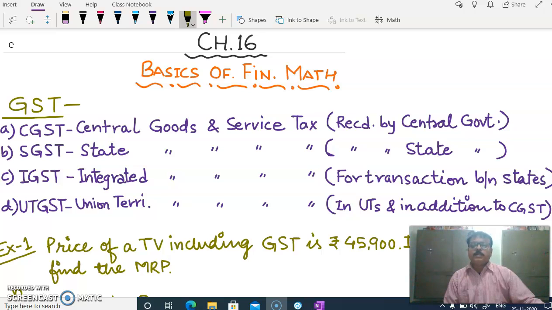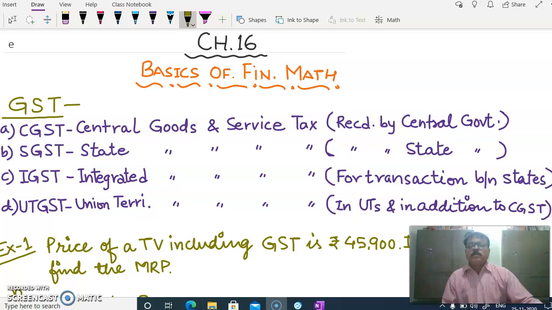Second is SGST, that is State Goods and Service Tax. This is the part of the GST which is received by the state government. Normally the GST is divided equally between CGST and SGST. For example, if GST is 100 rupees, CGST and SGST will both be 50 rupees each. Now coming to IGST, integrated GST: when a good is transacted from one state to another state, this tax is applicable.